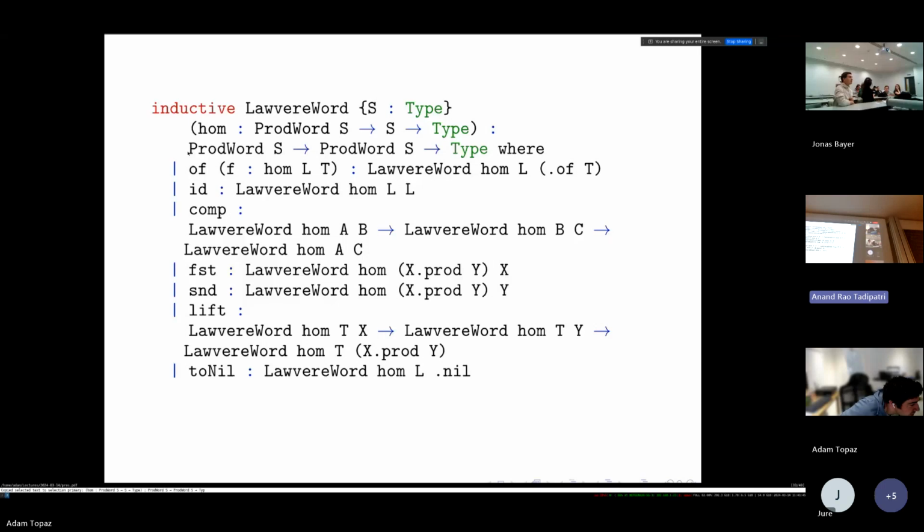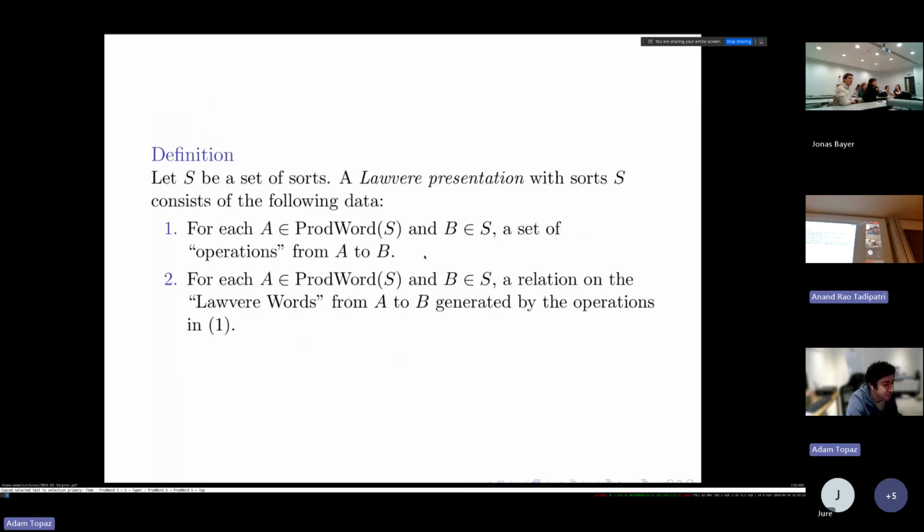Yes. When you defined your things on the last slide, with the prod words, because you haven't modded out by associativity and identity, does that operations have to have some sort of compatibility? Nope. Is there no compatibility requirement? No. I mean, you can have two Lawvere presentations that give you equivalent Lawvere theories.